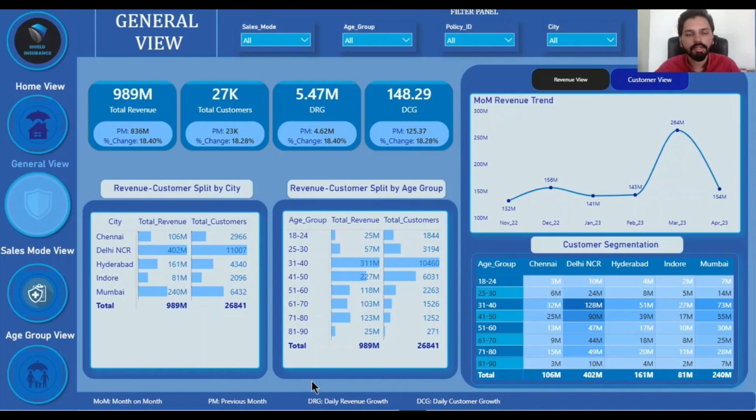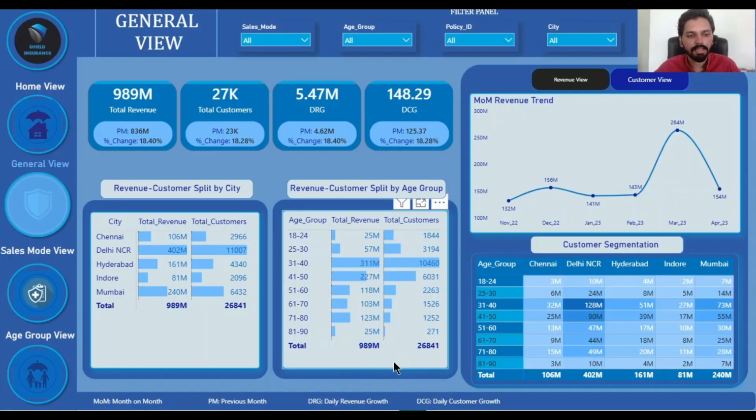Now let's understand the revenue of the customers split by age group. That is, which customer age group is the highest revenue generator and also has the highest customer base. Based on this figure, we can clearly understand that the age group 31 to 40 is our highest revenue generator, and they also have the highest customer base. Secondly, the age group 41 to 50 is also generating high revenue and has a good customer base. But the lowest revenue generator and lowest customer base is the age group 81 to 90.